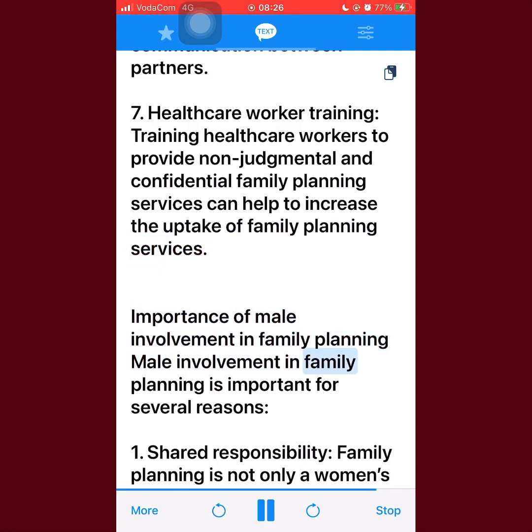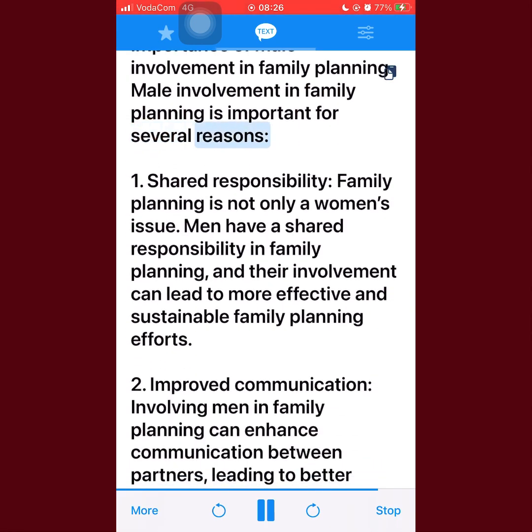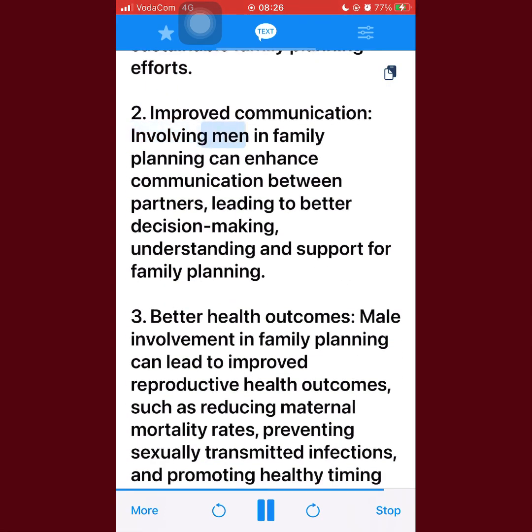Importance of male involvement in family planning. Male involvement in family planning is important for several reasons. 1. Shared responsibility. Family planning is not only a women's issue. Men have a shared responsibility in family planning, and their involvement can lead to more effective and sustainable family planning efforts. 2. Improved communication. Involving men in family planning can enhance communication between partners, leading to better decision-making, understanding and support for family planning.